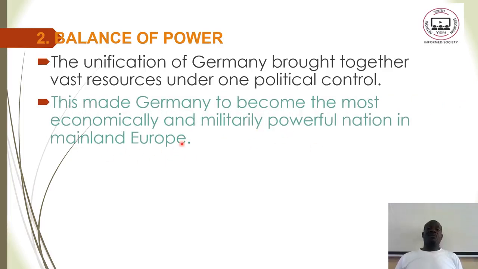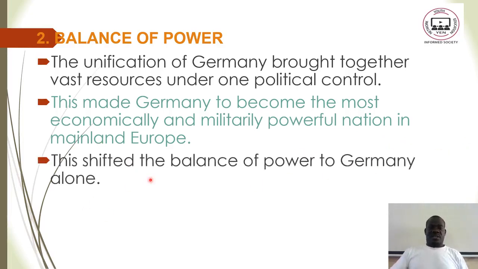So you can imagine all the 39 states coming together forming an empire. It was really a very powerful empire. That's why we are saying economically and militarily Germany was powerful. Germany was the most economically stable in mainland Europe. It was very powerful and very rich. So this shifted the balance of power to Germany alone. Germany was the only country in Europe which was more stable, that is in mainland Europe. We are not talking of Britain here.